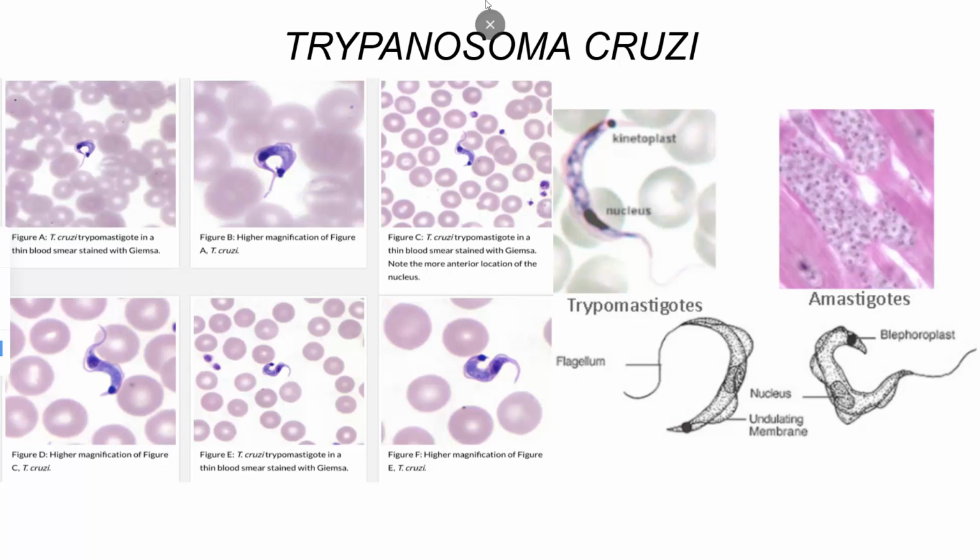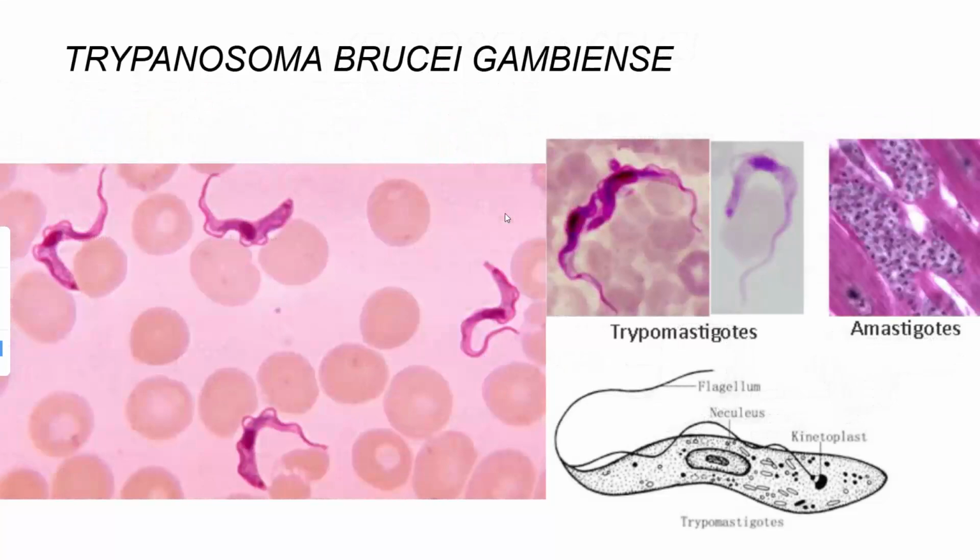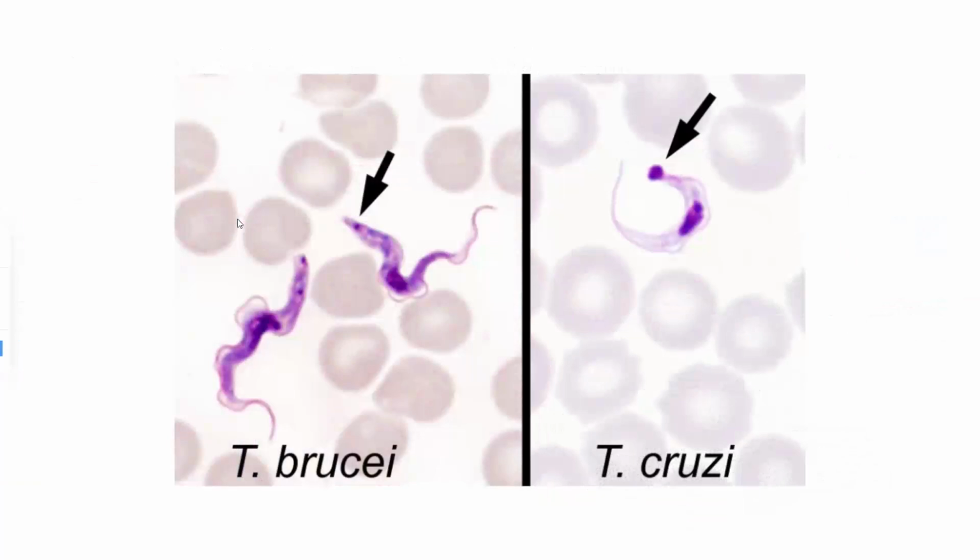So here is T. cruzi, and you can see what that flagellate looks like. And here's T. brucei, so a different structure. If we want to compare the two, you can see the ends of them are different. So T. brucei, T. cruzi. Definitely take a look at these pictures and be able to differentiate them at the species level for the exam.